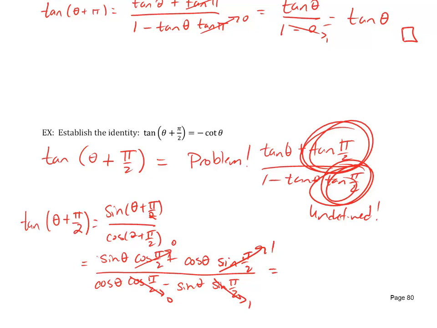So these whole terms, the first terms on bottom and top, end up being 0. So I have cosine of theta times 1 over negative sine of theta times 1, which gives me a negative cotangent of theta. Proved.